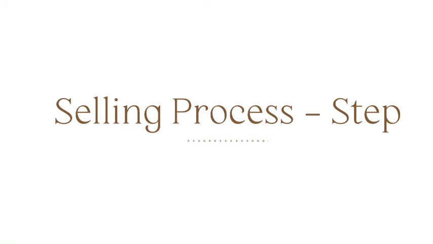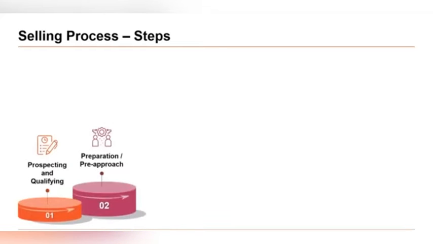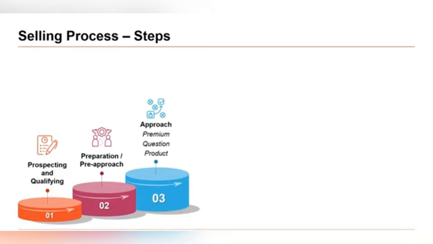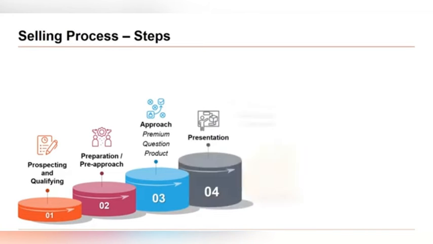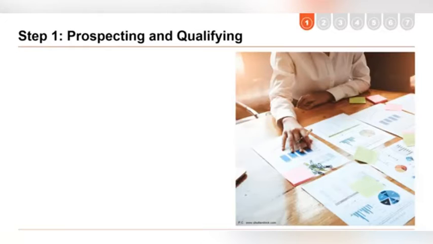In this video, we are going to cover the steps of the selling process. So let's start. First step is prospecting and qualifying. Second one, preparation and pre-approach. And third one is approach. Fourth, presentation. Fifth, overcoming objection. And sixth, closing the sale. And last one is follow up. Now we discuss these 7 steps.